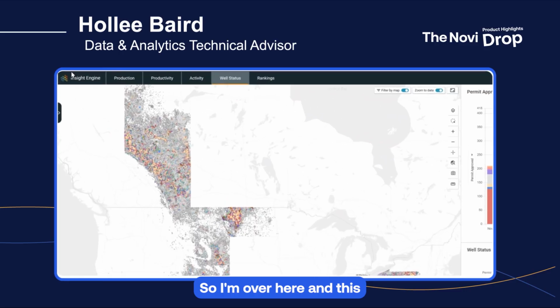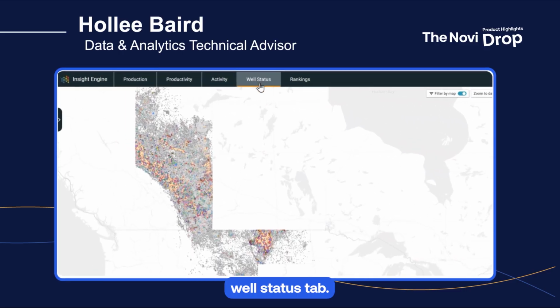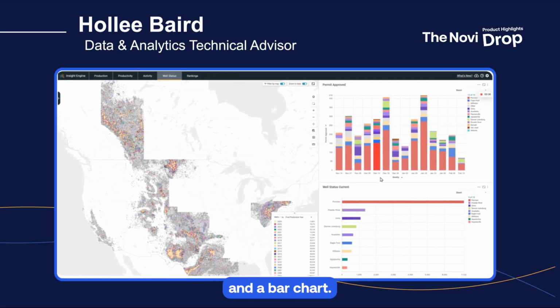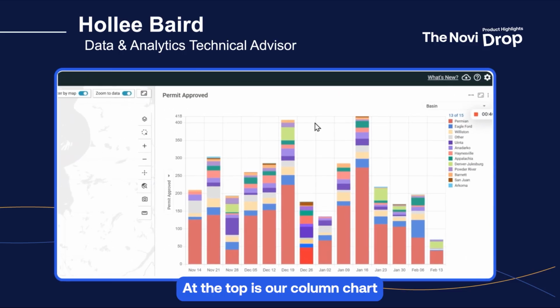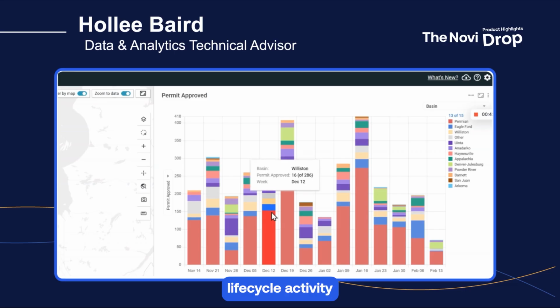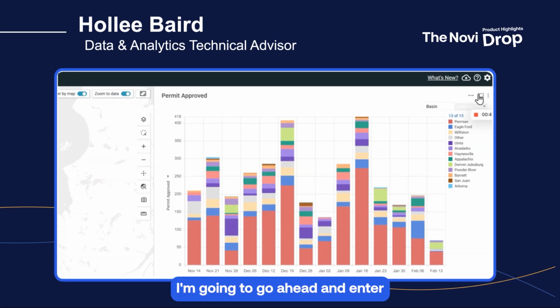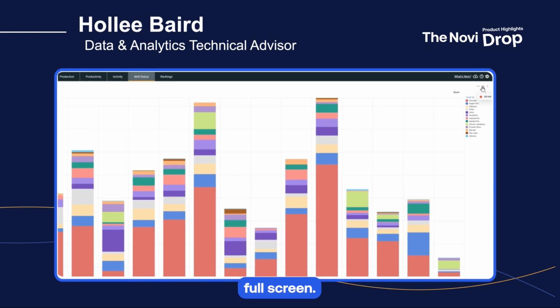So I'm over here in this well status tab. We have two charts. We have a column chart and a bar chart. At the top is our column chart, which visualizes lifecycle activity over time across selected wells. I'm going to go ahead and enter full screen.